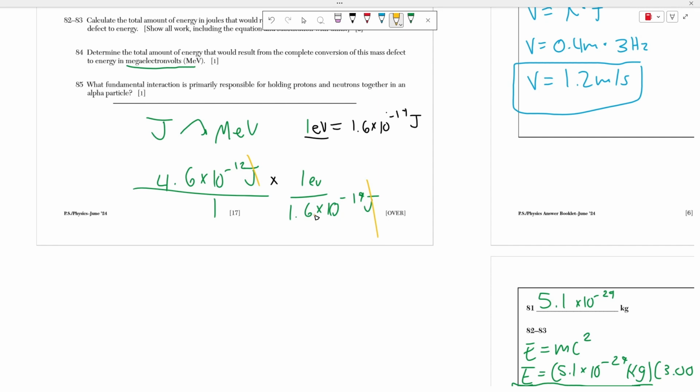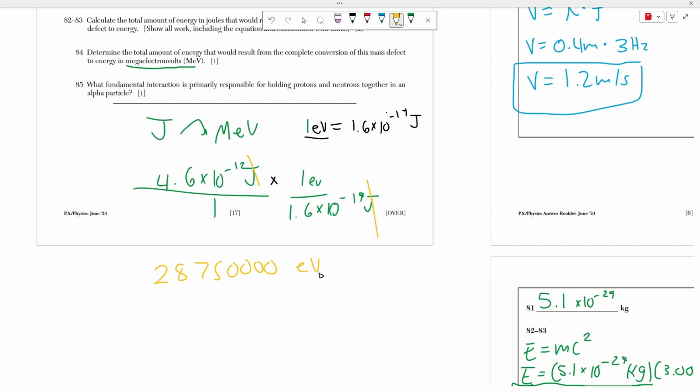So if you go ahead and plug into your calculator 4.6 times 10 to the power of negative 12, and you divide that value by 1.6 times 10 to the power of negative 19, you get that this is equal to, I'm plugging into my calculator as we speak right now. You get that this is equal to 28,750,000, right? So this many electron volts.